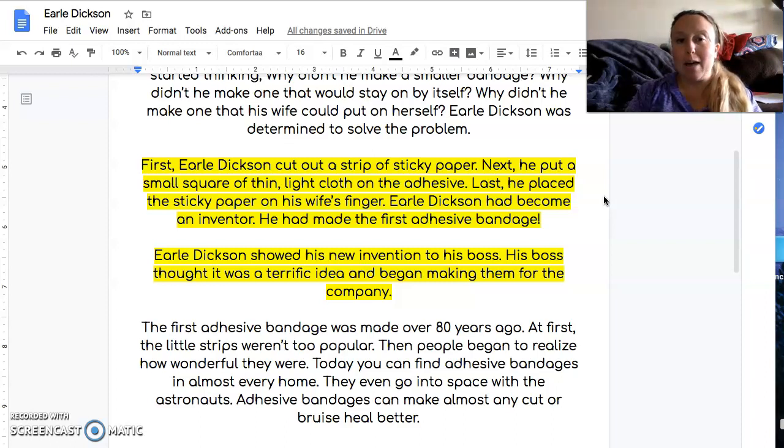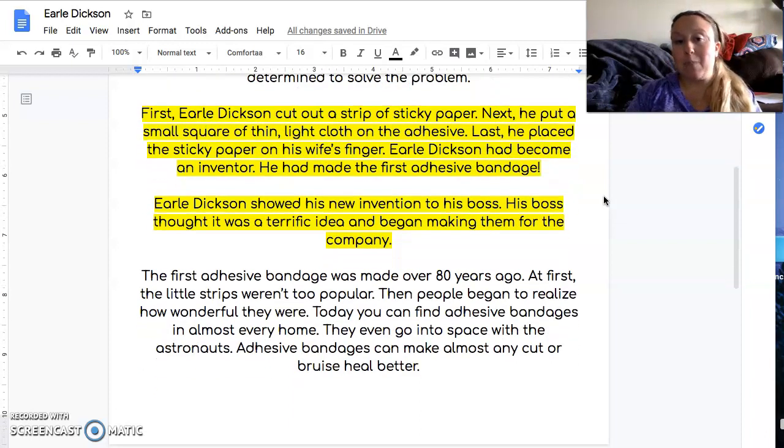Earle Dickson had become an inventor. He had made the first adhesive bandage. The first bandage, which had glue on it so that it would stick. Earle Dickson showed his invention to his boss. His boss thought it was a terrific idea, so do I, and began making them for the company.